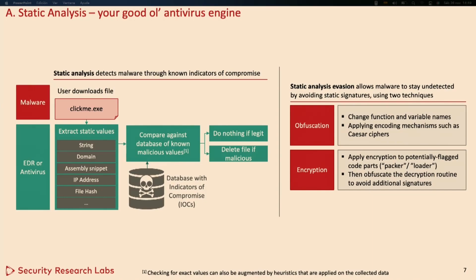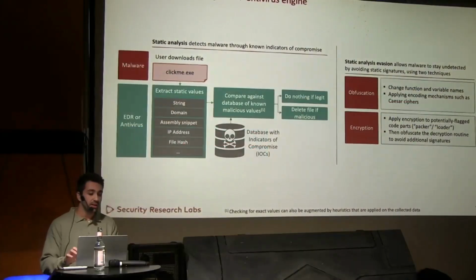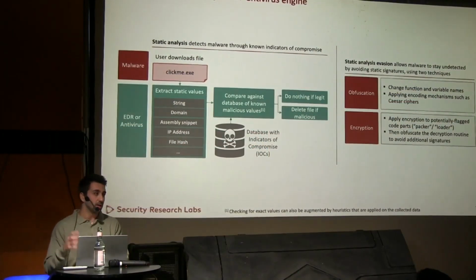So static analysis would be the kind of analysis we do when a user has downloaded a file. First, what the EDR is going to do is analyze the file content and look for malicious patterns. These patterns can be anything like strings, domain names, assembly snippets, IP addresses, file hashes, whatever. The things that are inside the file and that can be obtained statically. Based on this, it has to make a decision. Is this malicious or not? Sometimes it's not only that it finds one thing malicious, but a combination of several things, and it makes a decision.